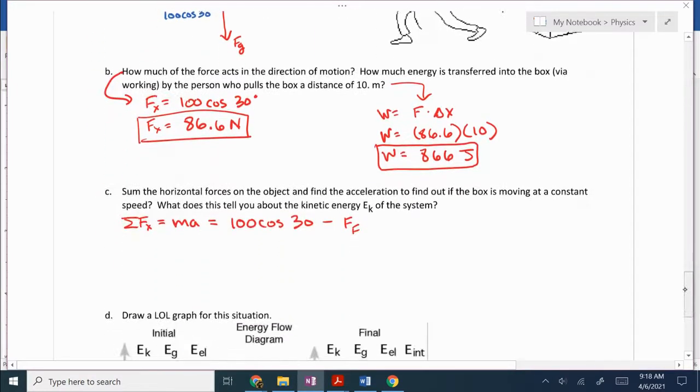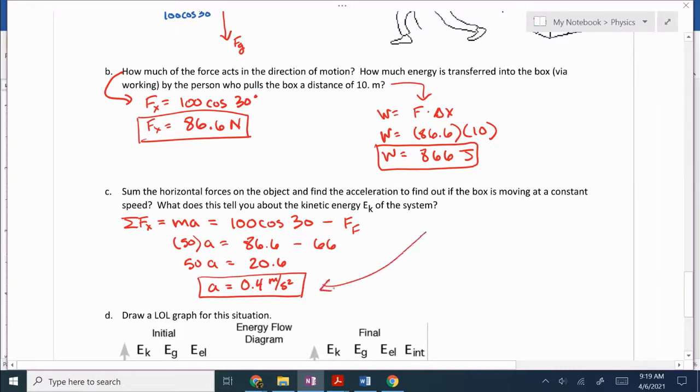The mass of the object is 50 kilograms. So 50 kilograms times A, because that's what we're solving for. That's going to be the 86.6 minus 66. So 50A is equal to 86.6 minus 66, which gives you 20.6. Divide by 50, and you get your acceleration 0.4. We'll just go with that, we'll round it. Units on acceleration, remember, are meters per second squared.